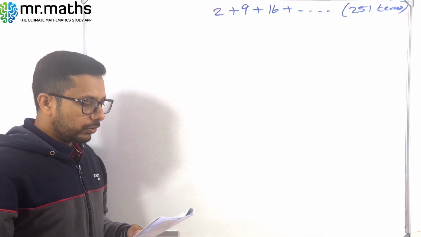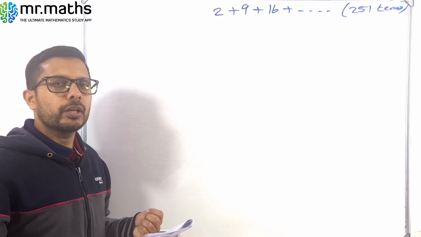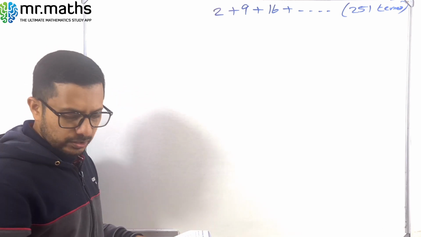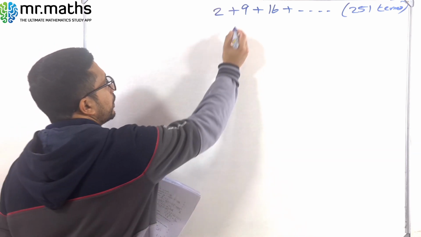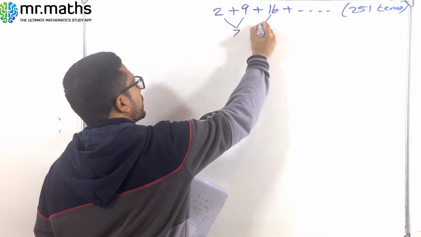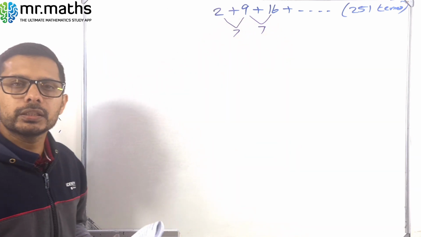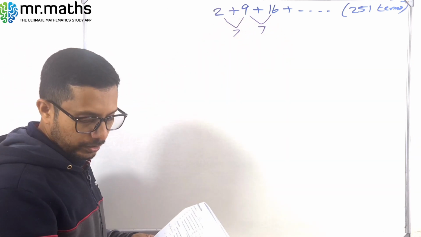Now, arithmetic series means we can find a common difference. What is the common difference here, guys? Second term minus first term, 9 minus 2, that is 7. Here 16 minus 9, that is also 7. So the common difference in that series is 7.